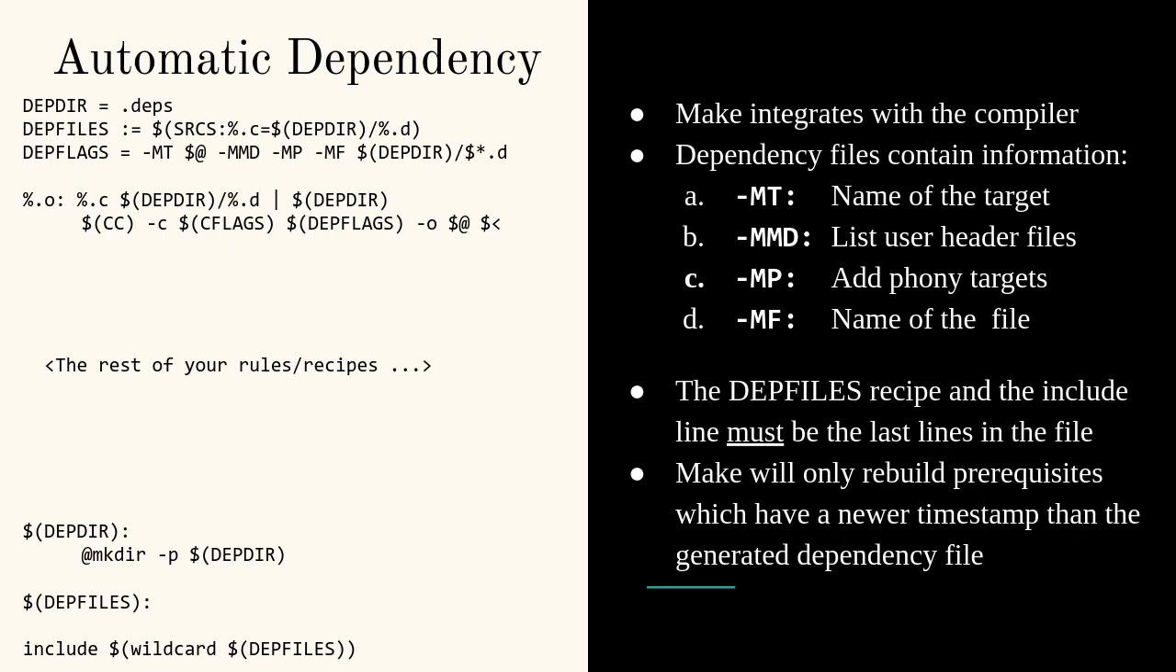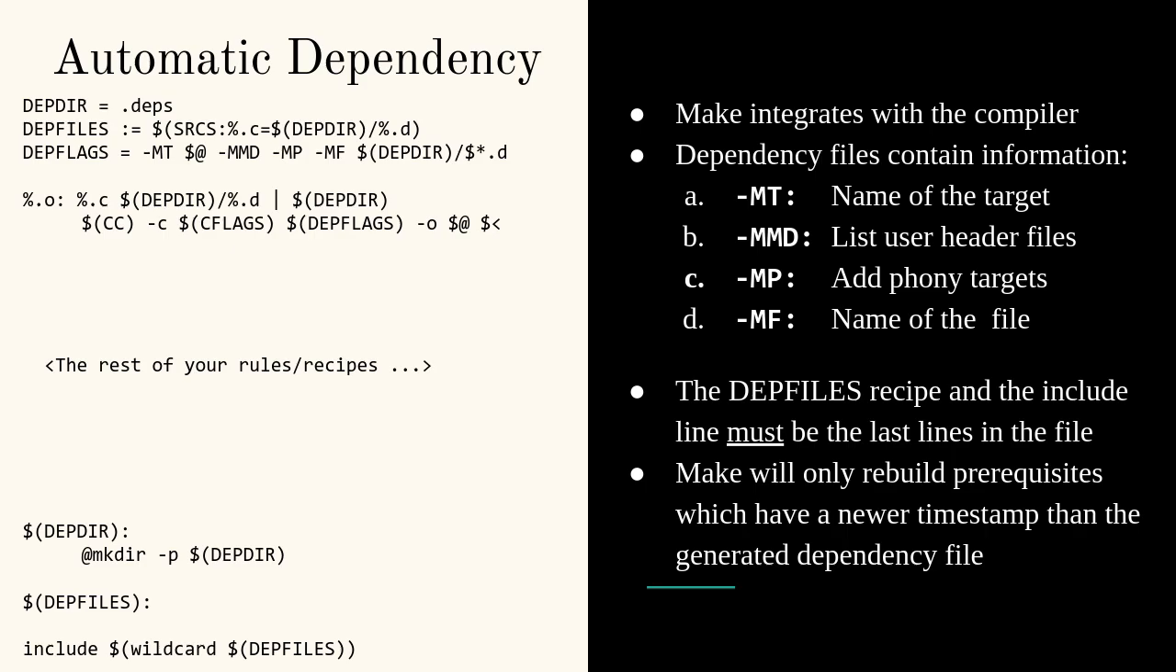GCC and Clang have a set of arguments, -MT, -MMD, -MP, that all instruct the compiler to build this dependency file and put some information into that file. If you were to open one of these dependency files, it would look quite a lot like a Makefile in that it has the target and the prerequisites in that chain.